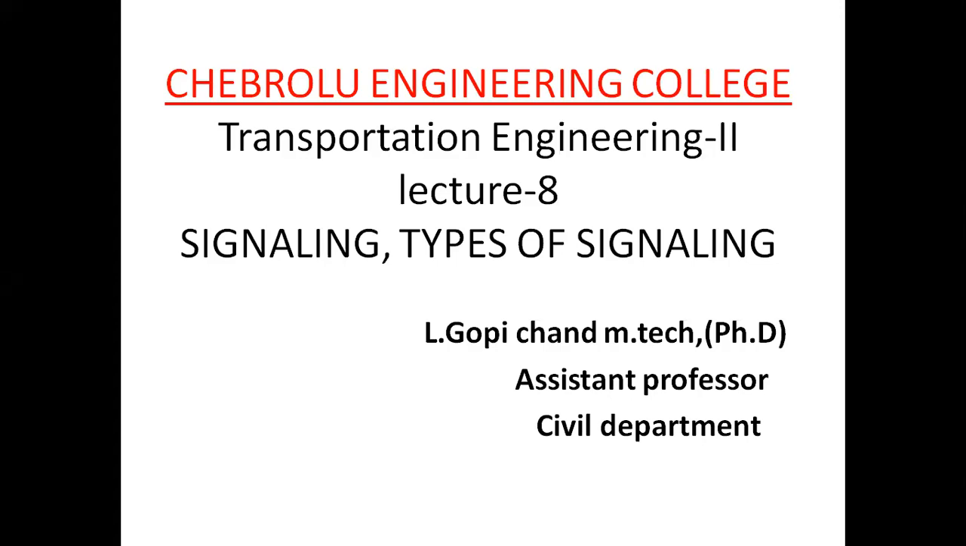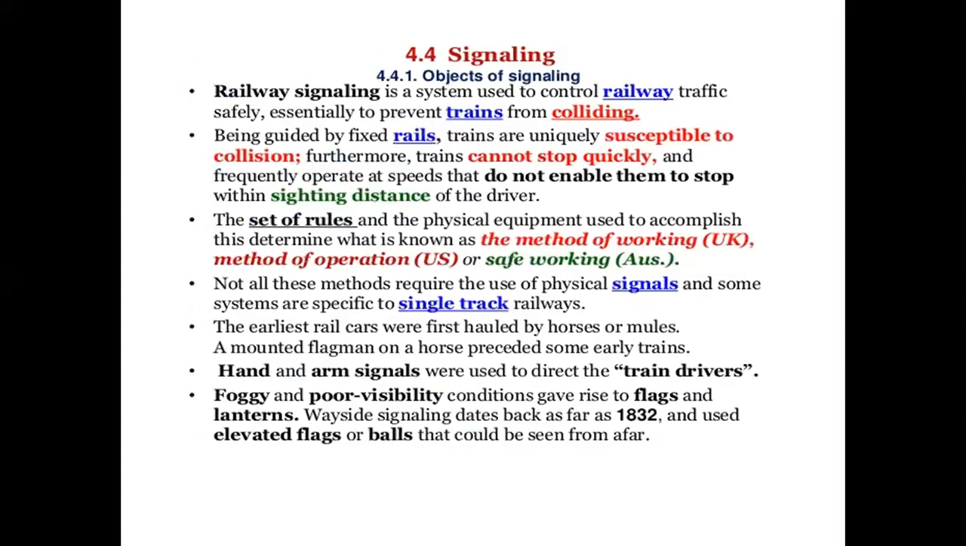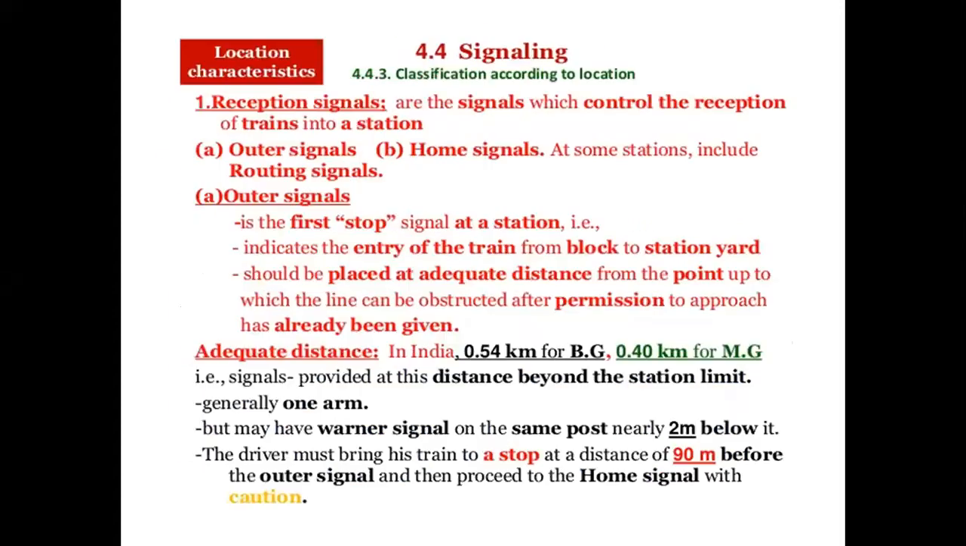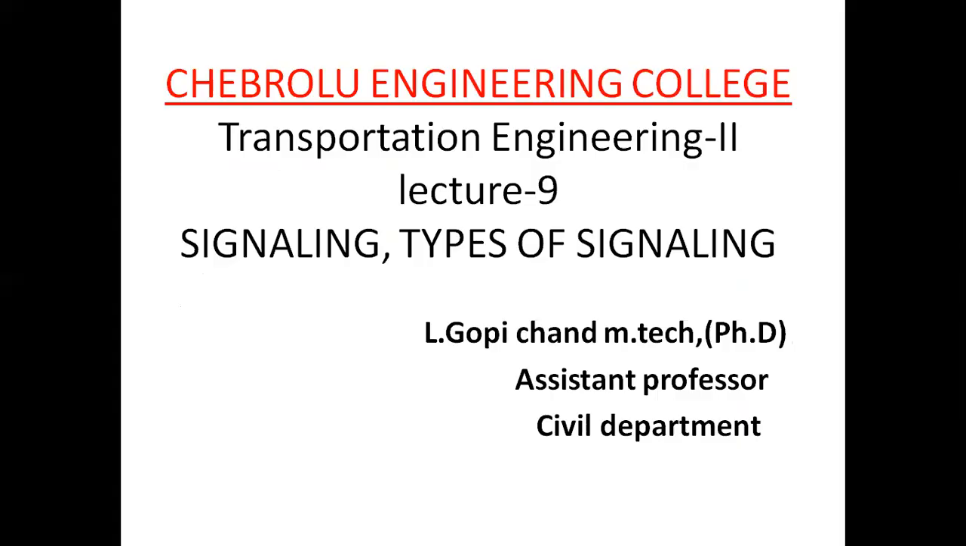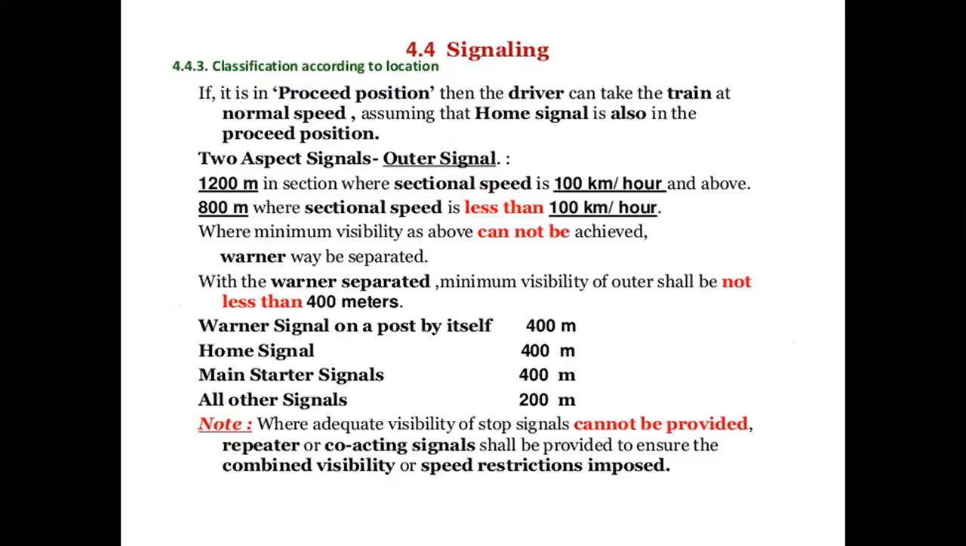In the previous lecture, we discussed what is meant by signaling and what the different types of signals are. In this lecture, we are continuing with signaling and the types of signals. Previously, we discussed home and proceeding signals, and here is the classification according to the location in which the signals are used.